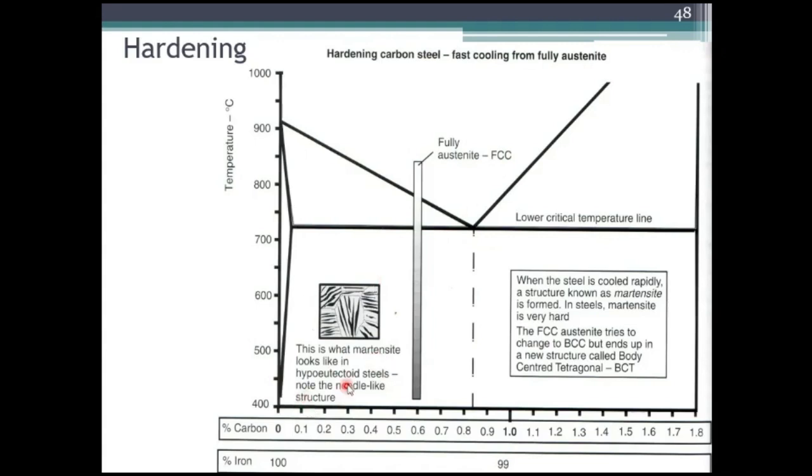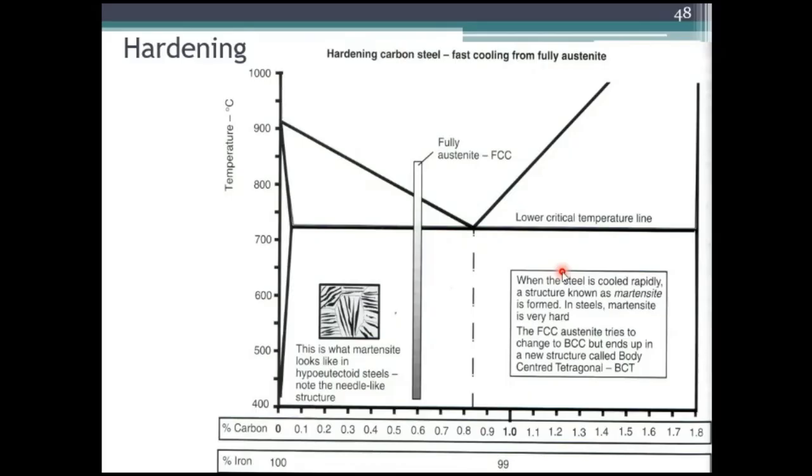Okay, here in this portion it will look like a hypoeutectoid steel, wherein the needle-like structure can be noted. So when the steel is cooled rapidly after heating it to this fully austenite temperature, a very hard martensite can be formed.